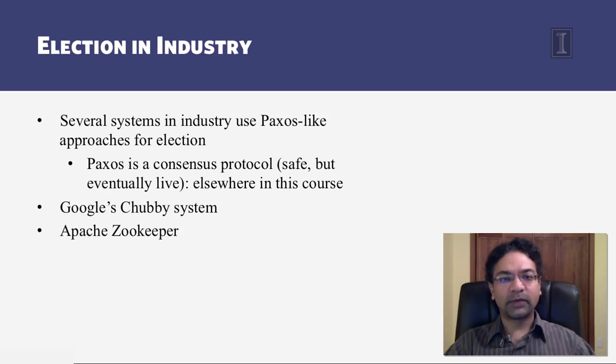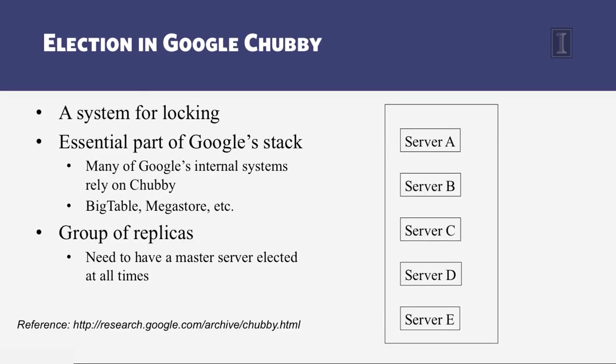The systems in industry follow Paxos-like approaches for election. Paxos, as you've seen elsewhere in the course, is a consensus solving protocol. It's guaranteed to be safe, meaning that it assures that never is it the case that different decisions are reached by different processes for the consensus variable, but it's only eventually live, which means that it doesn't guarantee that the protocol will ever terminate. Google's Chubby system uses a Paxos-like approach, and Apache ZooKeeper also uses a Paxos-like approach.